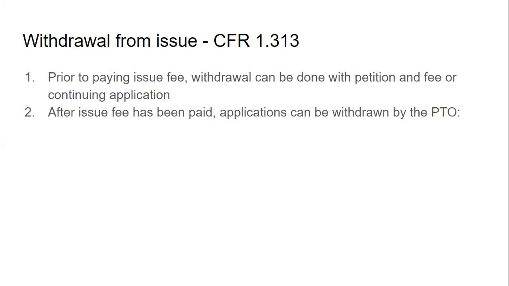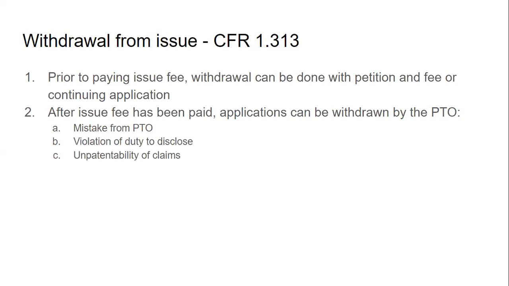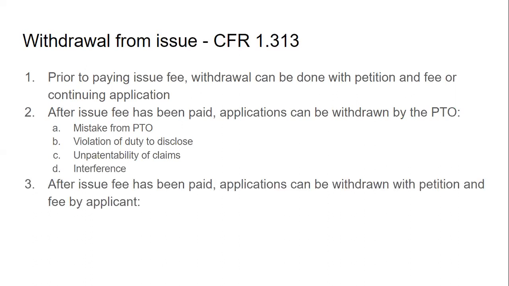But after the issue fee has been paid, the application can be withdrawn by the PTO if there was some mistake from the PTO, some violation of a duty to disclose, unpatentability of claims, or an interference. After an issue fee has been paid, an application can be withdrawn with a petition under 1.313 and a fee by the applicant. Those reasons can be to consider an IDS, a continuation application, or an RCE. When we're saying abandonment, we're saying the filing of the continuation, and then the parent is abandoned, of course, if you don't pay the issue fee, or an RCE can be filed in that case.